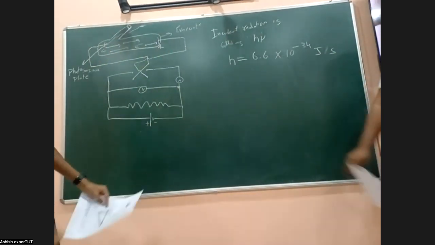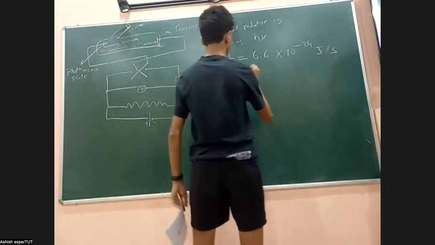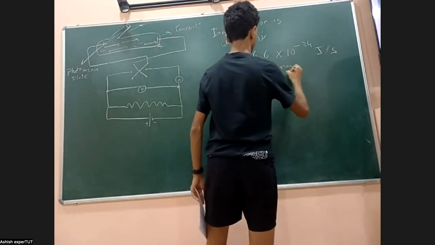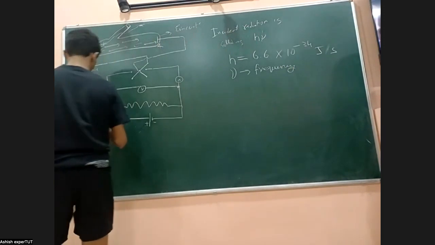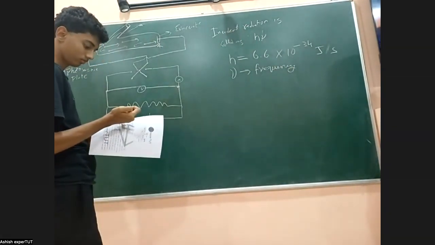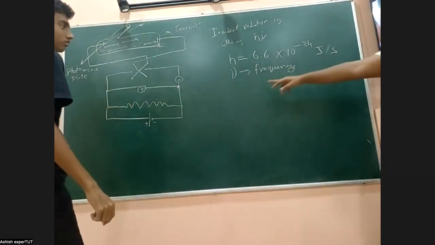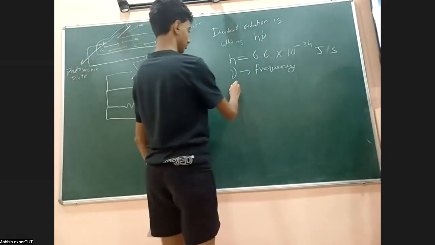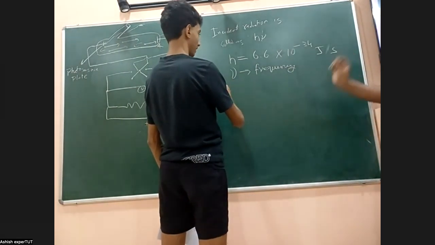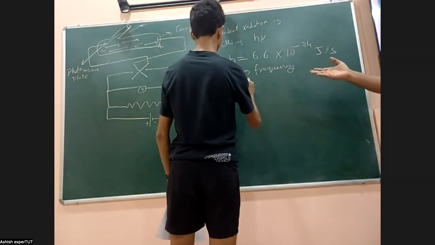What is nu? Nu is frequency. Think a little. Energy is joule, and nu is per second. What is h? Okay, E is h nu. So just write the units. E is equal to h nu. You know this from chemistry, the energy is equal to h nu.